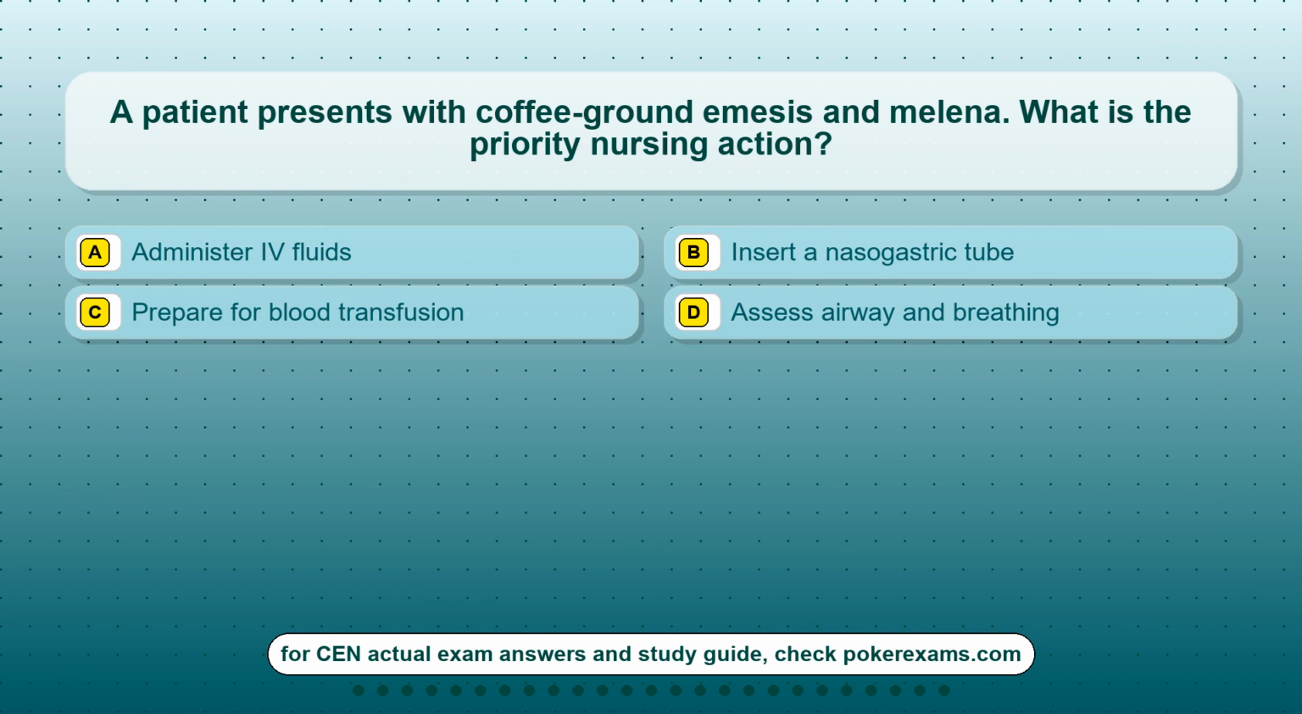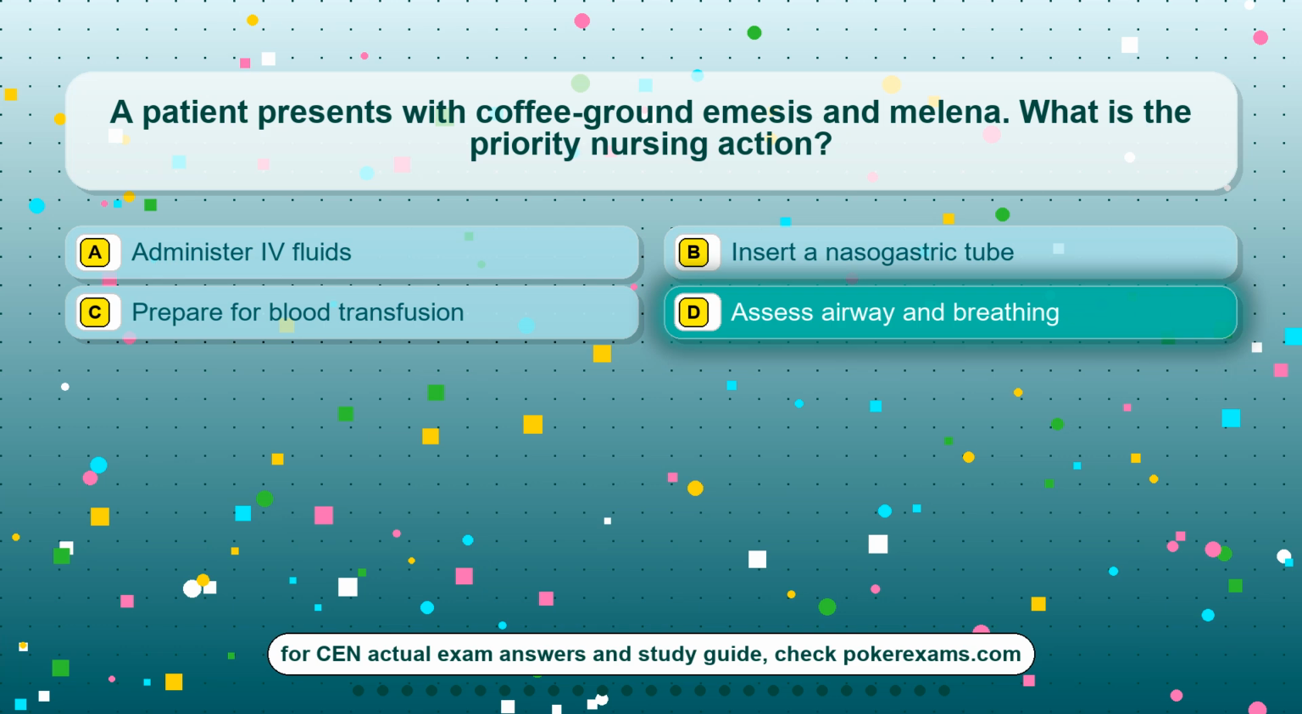Question 17. A patient presents with coffee-ground emesis and melena. What is the priority nursing action? Option A, administer IV fluids. Option B, insert a nasogastric tube. Option C, prepare for blood transfusion. Option D, assess airway and breathing.